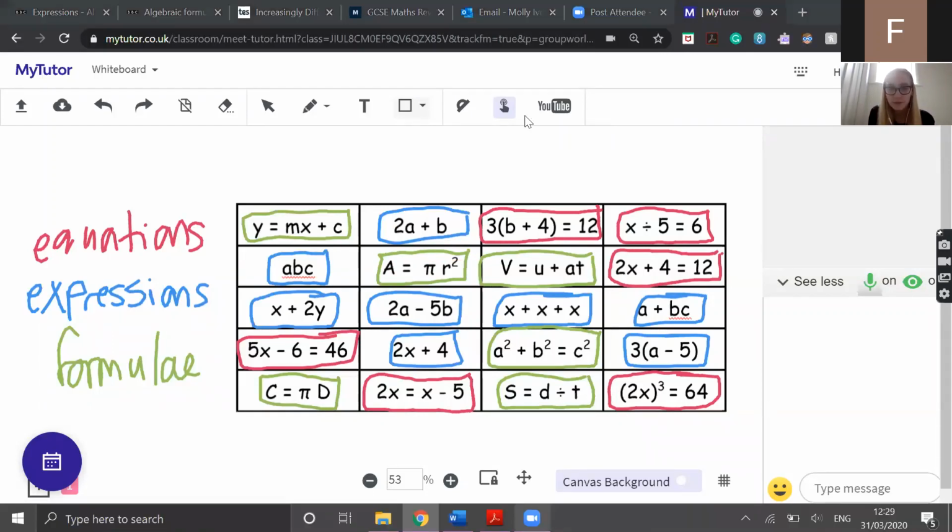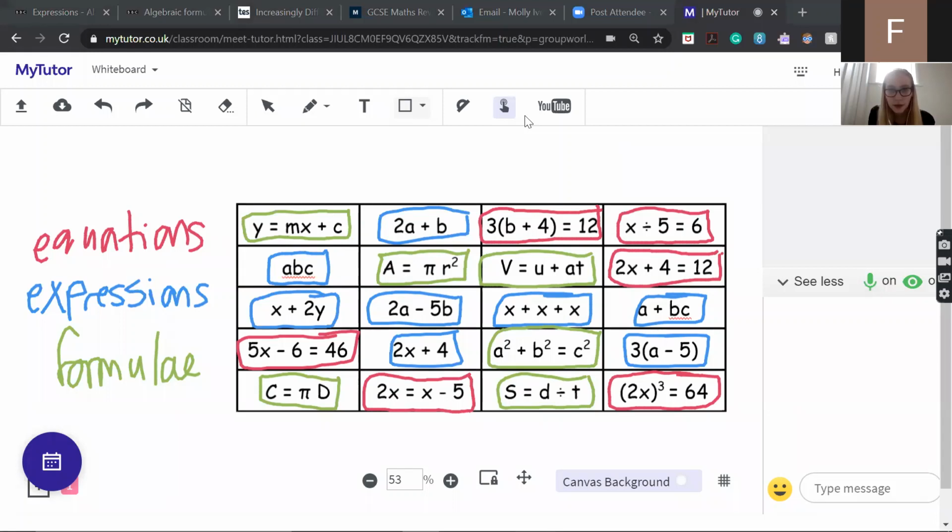So in simple terms, the difference is that an equation is solvable. It only has one unknown. There can be an unlimited number of unknowns for expressions. For example, we can see here with V equals u plus at, there are 4 unknowns. Basically, as long as it's more than 1. Hopefully that makes sense.